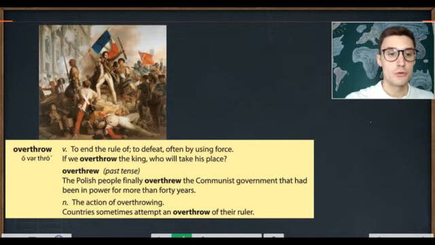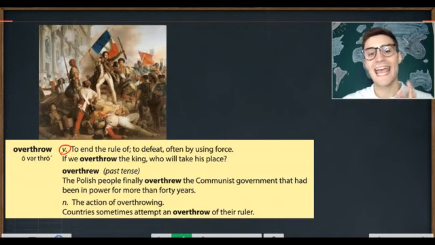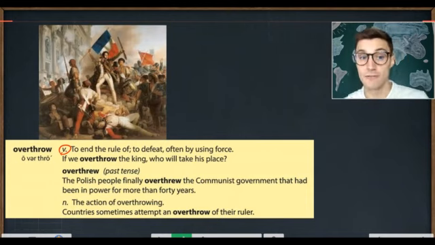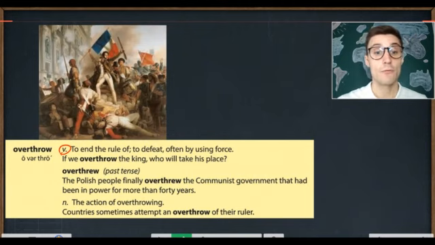Next, it is overthrow. To overthrow is to end the rule of, to defeat, often by using force. So you can overthrow a government. If we overthrow the king, who will take his place?